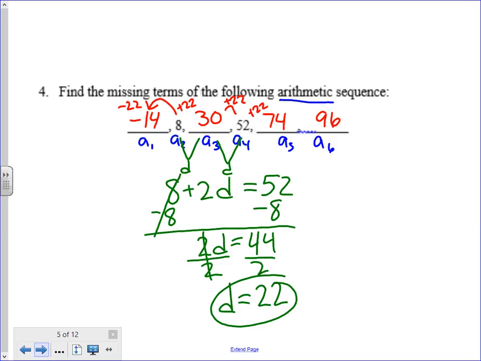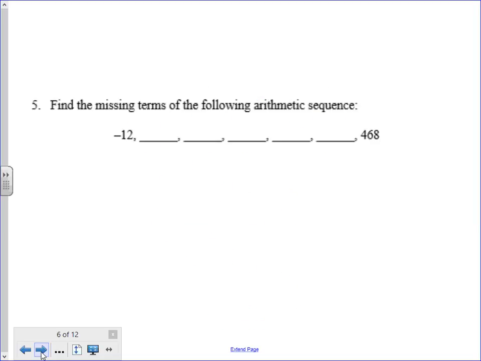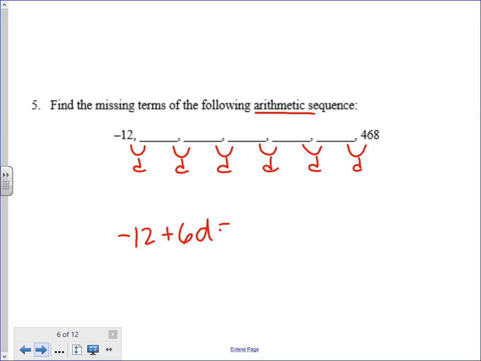The same kind of process is going to be used in number 5. We're going to find the missing terms of the arithmetic sequence. Well, let's use the same idea here. I know I have negative 12, and I need to add d once, twice, 3 times, 4 times, 5 times, 6 times. So negative 12 plus 6d gets me to 468.